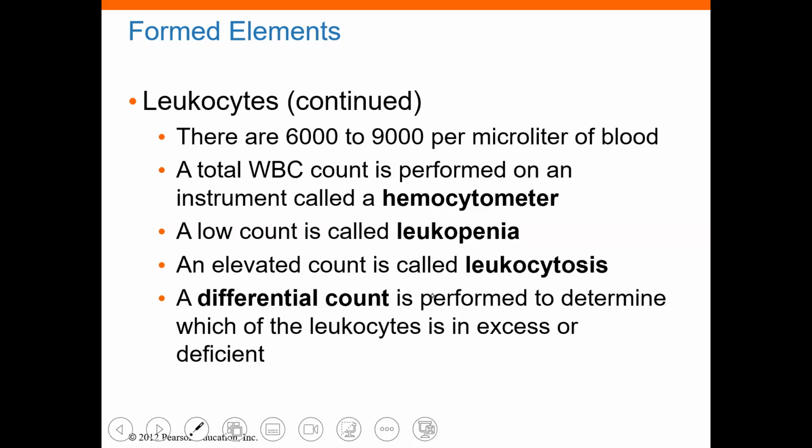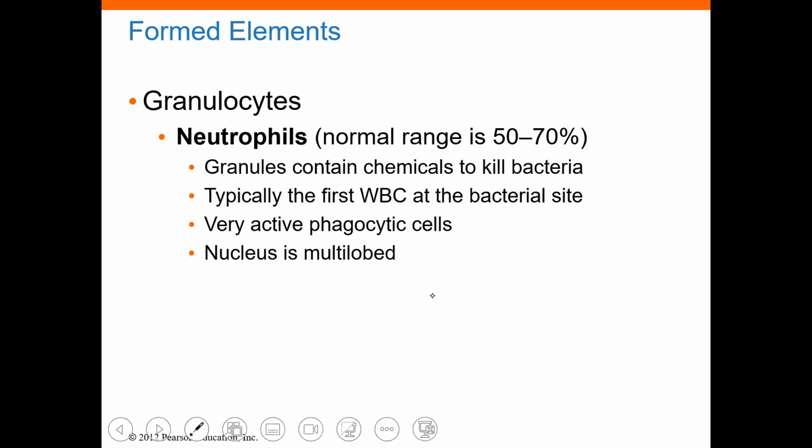A differential count is performed to determine which of the leukocytes is in excess or deficient. So we'll do a differential. Here's the differential of the granulocytes. So we see our neutrophils, normal range about 50 to 70%. These granules contain chemicals to kill bacteria. Typically, this is the first on the scene. This is your first responder, and it's going to respond to our bacteria.